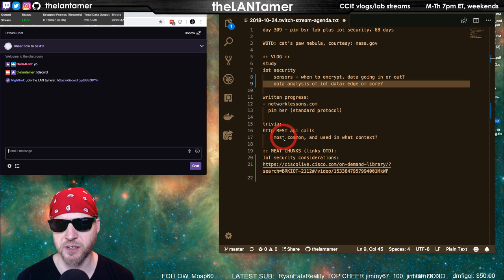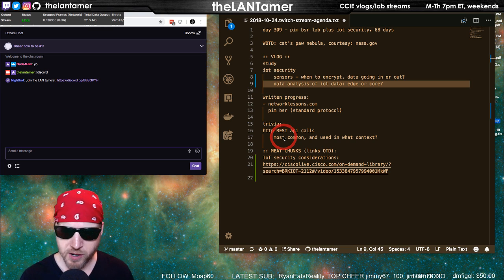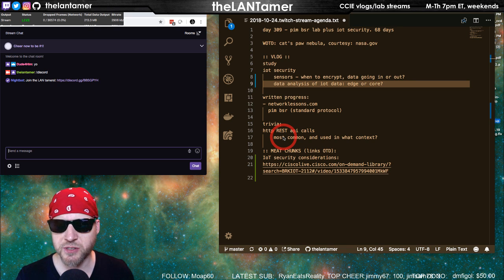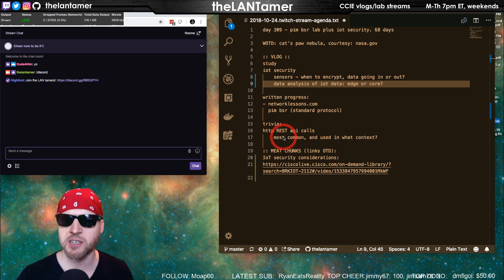Data analysis of the IoT data. So you got all this data, for example. Let's say you've got a warehouse full of sensors. Where's the best place to do data analysis of that data? Now, I got this part wrong, and I'll explain what my reasoning was and why I understand that better now.